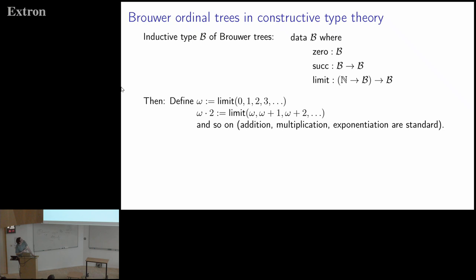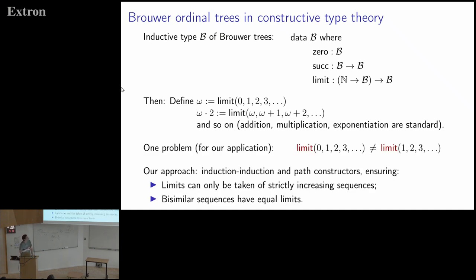Well, at least addition, multiplication, exponentiation. So now if you look at this again, then you will maybe think this is a little bit unsatisfactory, because, for example, one problem is that the limit operator does not really construct limits. So if you take the sequence 0, 1, 2, 3, and so on, this does not give you the same limit as the sequence 1, 2, 3, 4, and so on. Even though, of course, these sequences have the same limit, these expressions are just syntactically different. And that is a problem for what I want to talk about next.